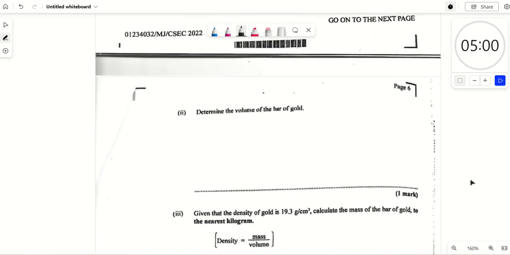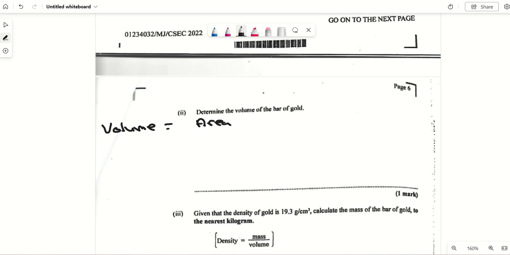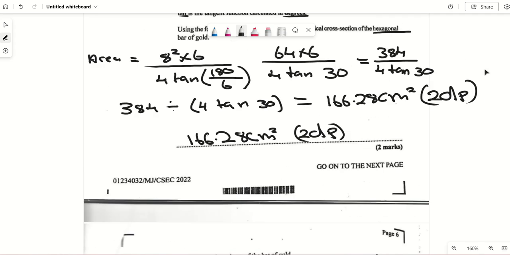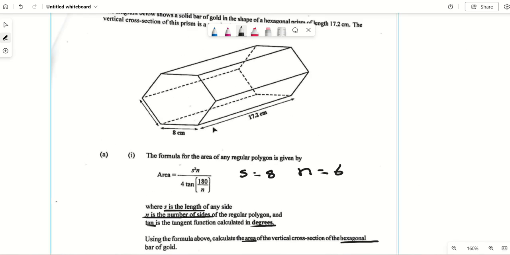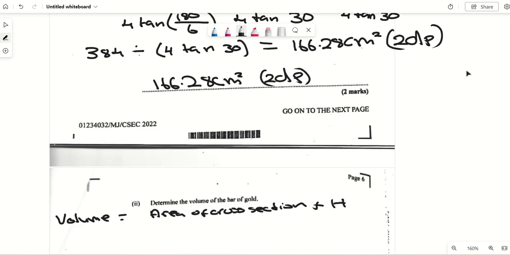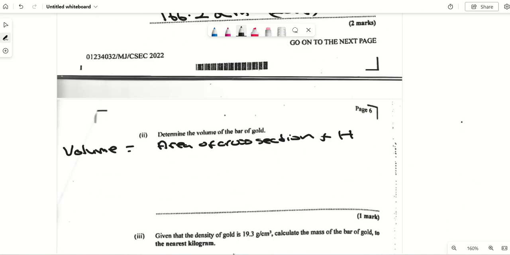Determine the volume of the bar of gold. Now volume, and this is known throughout, is equal to your area of the cross-section multiplied by your height or the length. If we look at this, how much is our length or height? 17.2. Very good.